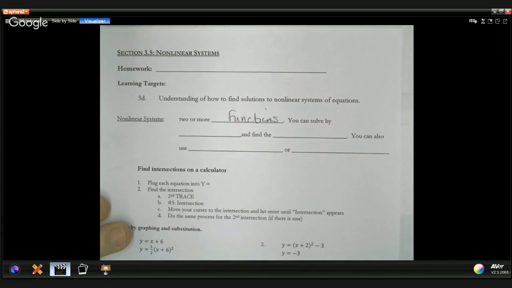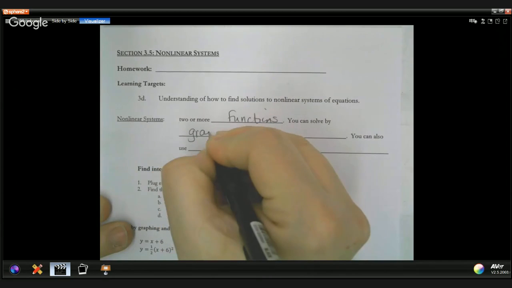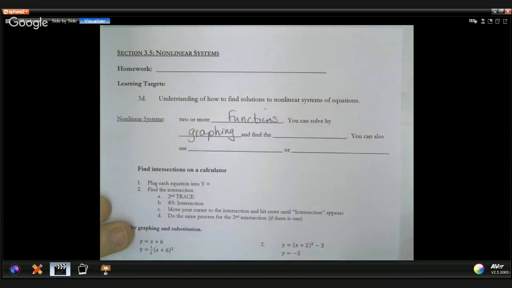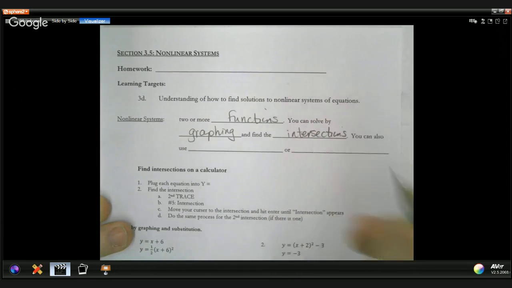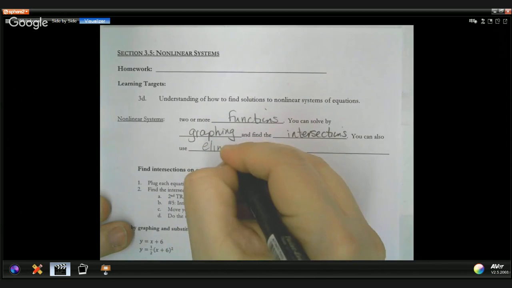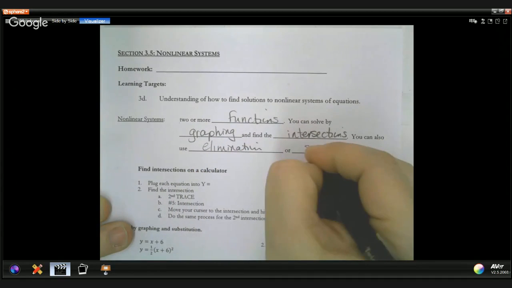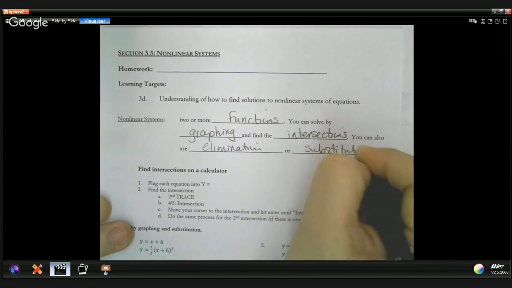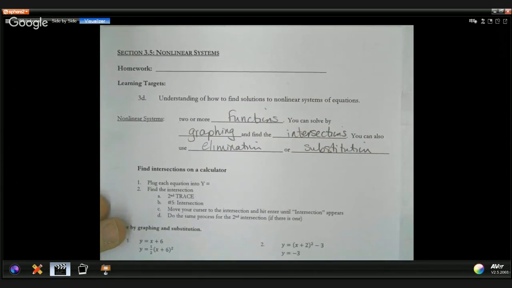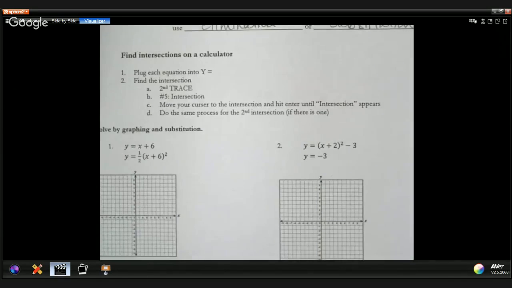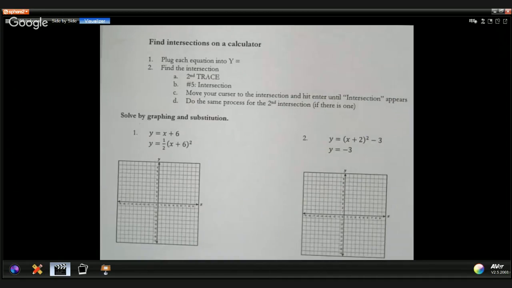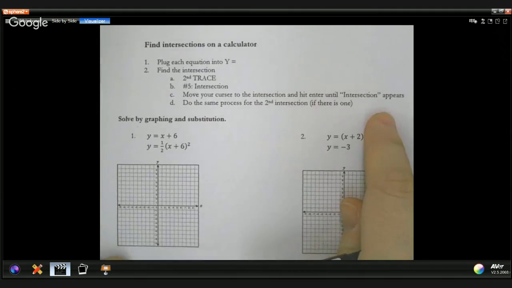You can solve by graphing and finding the intersections, or you can use elimination or substitution. If you choose to solve by graphing, it's much easier if you have a graphing calculator. These are the steps right here. You would plug it into y equals, and then you follow these steps. So I'm going to follow these steps here by graphing in a calculator and by hand, and then we will do it by hand with substitution.